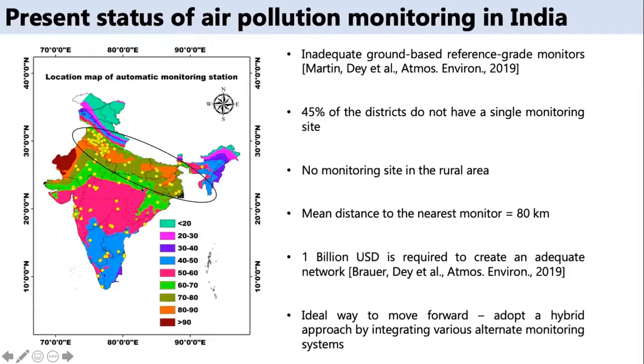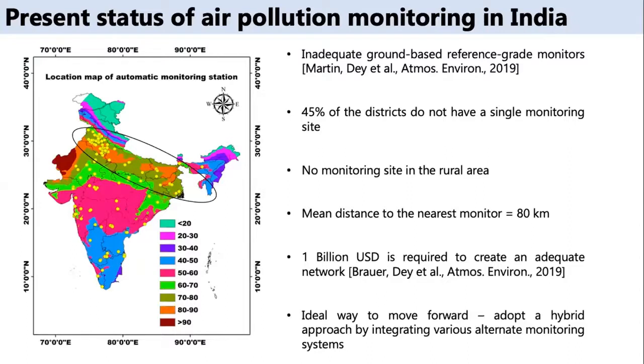However, if you really look into the monitor distributions, you can see there is a cluster of monitors in the Delhi NCR region and to some extent in Haryana and Punjab. But there is a huge gap in the ground-based monitoring in this entire region. In fact, if you look into the statistics, what we found today is that 45% of the districts in India do not have a single monitoring site. And there is absolutely no monitoring in the rural areas. All our existing ground-based monitors are in the urban centers.